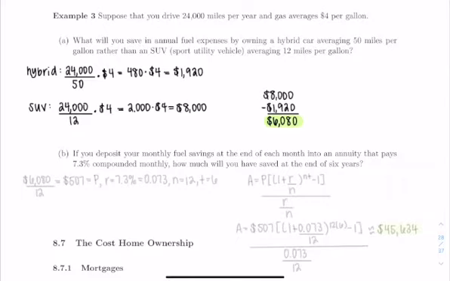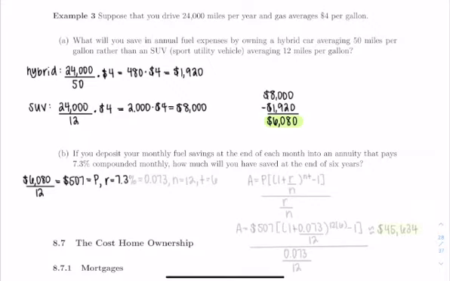Now, if you deposit your monthly fuel savings at the end of each month into an annuity that pays 7.3% compounded monthly, how much will you have saved at the end of 6 years? So this one's saying if we deposit our monthly fuel savings. We know our annual fuel savings. So to figure that out, we're going to take that $6,080 and divide it by 12 to see how much I'm going to save per month, and we get about $507 per month. This is going to be our P.